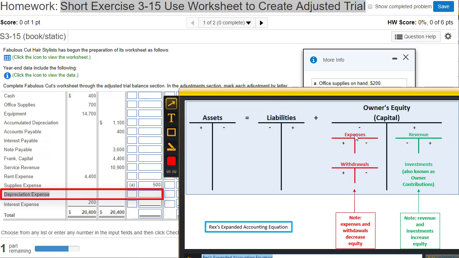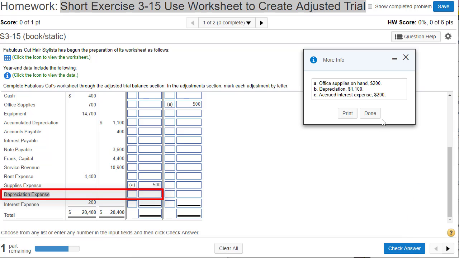So we have to increase the depreciation expense, and expenses increase on the debit side. So I'm going to take this $1,100 and put it on the debit side of depreciation expense and put the letter B. So later, if you're trying to figure things out, you'll be able to find its corresponding partner in the adjustments.